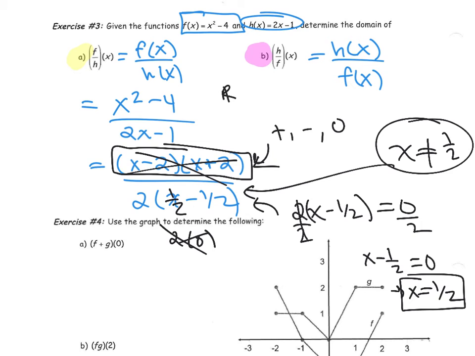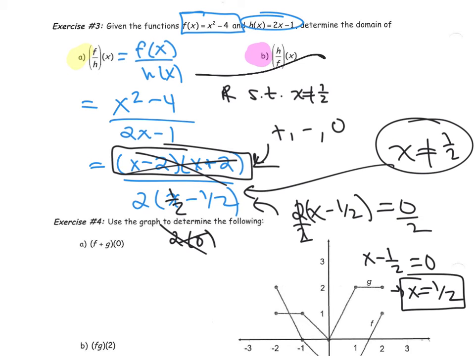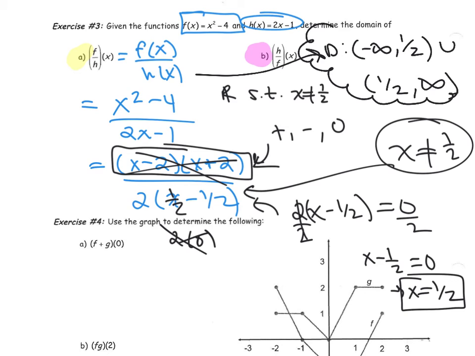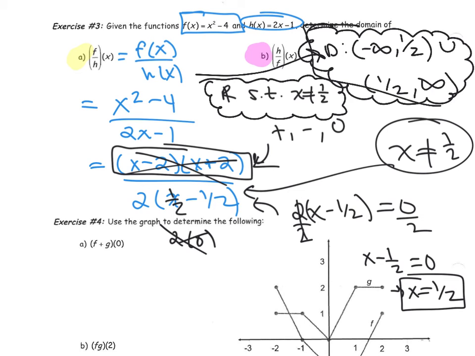We could write it like this, such that x doesn't equal 1/2. Another way we can write this, and I'm sorry, I'm running out of so much space here, is that our domain is from negative infinity to a half, unioned with 1/2 to infinity. You're probably going to want to write it this way, because that's probably how Delta Math is going to pick it up. This other one is fancy, and Delta Math probably won't recognize it. So go with this one. Okay?